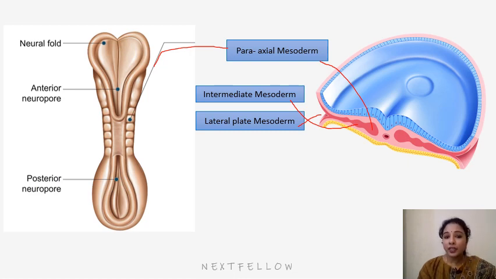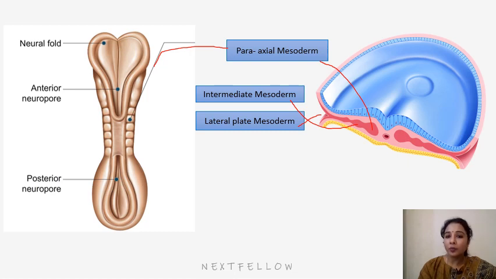And next, about the lateral plate mesoderm: the mesoderm in the lateral part of the embryonic disc remains thin and forms the lateral plate mesoderm. And the paraxial mesoderm undergoes segmentation to form somites, that are somatomeres and somites.